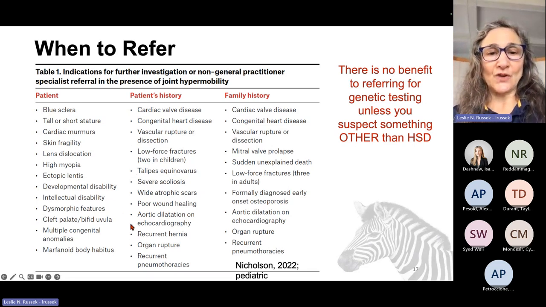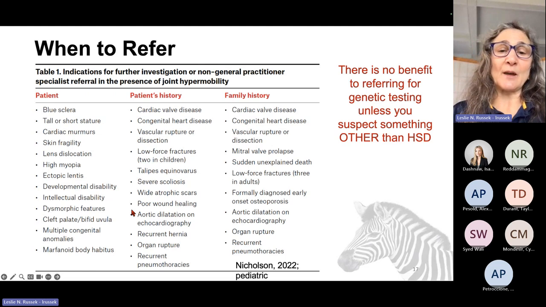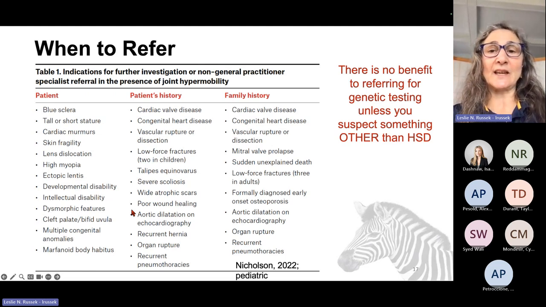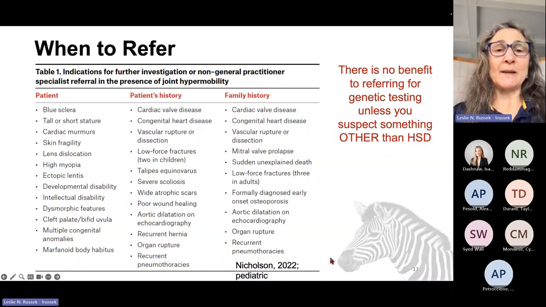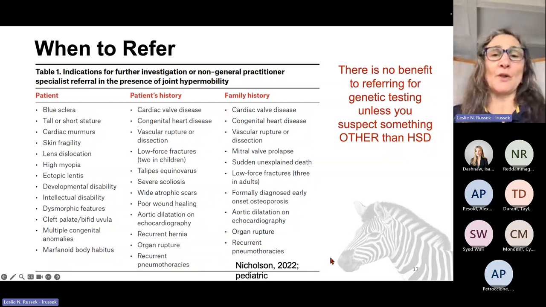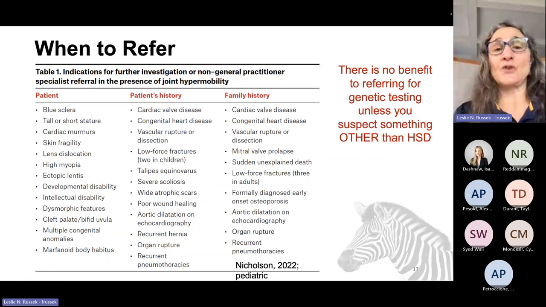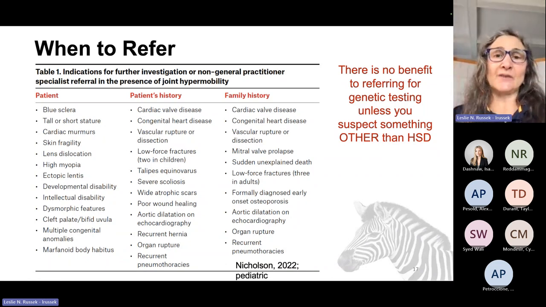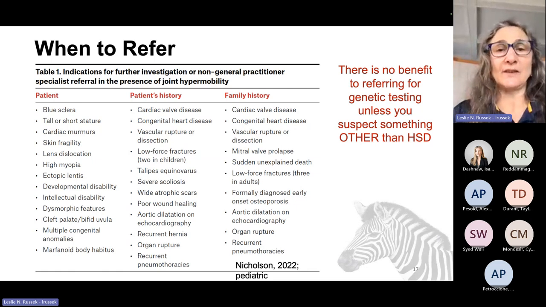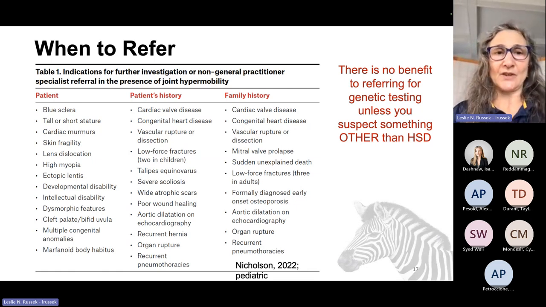Some other things associated with the skin, poor wound healing, might suggest classical EDS. And then the family history, again, vascular problems, organ ruptures, et cetera. And this is a nice list, I think, for you to be able to say, okay, this kid is hypermobile. They've got, let's say, stomach problems and joint problems. Do I need to send them for further genetic testing? And this is the chart that can help you make that decision.